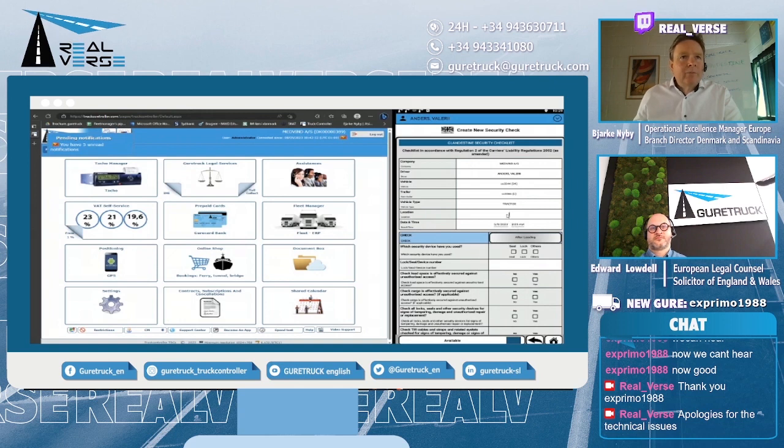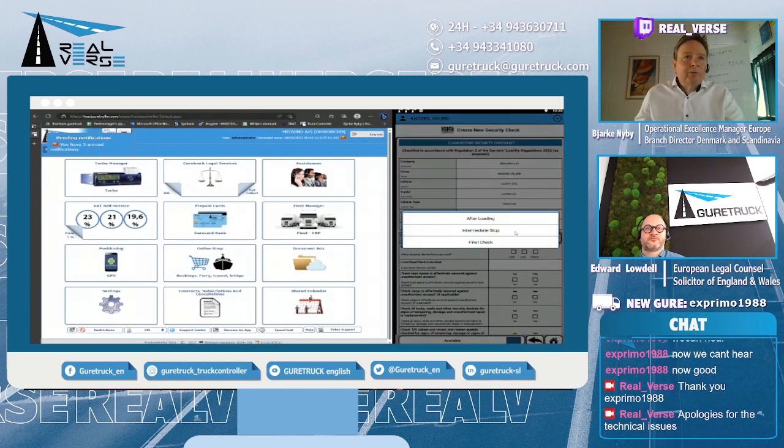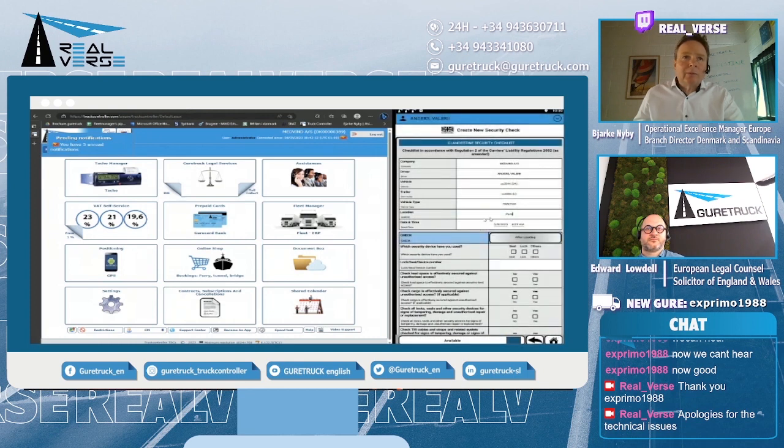And then we can put in a location for this check, so where we are. So let's say we are loading in Paris. So this is what we're doing. And then we have different options. Just after loading is what's happening now, because we are loading. But we could also make a stop, or we can make a final check just before we cross the border. So we will just do after loading right now.